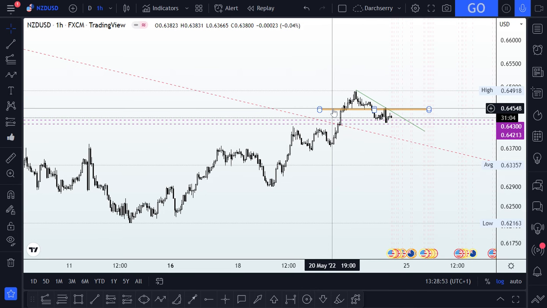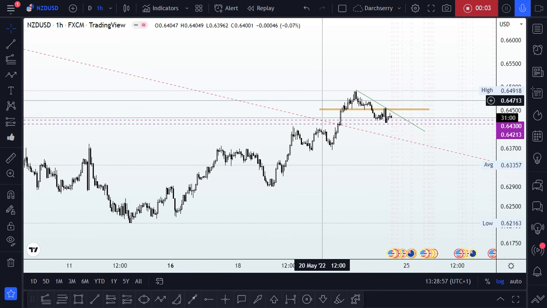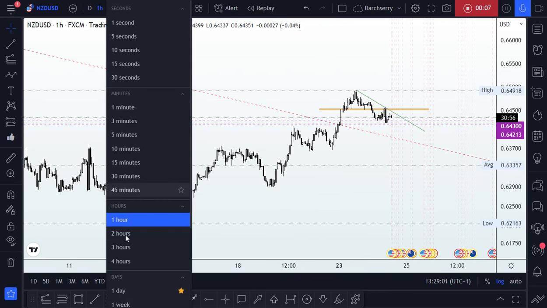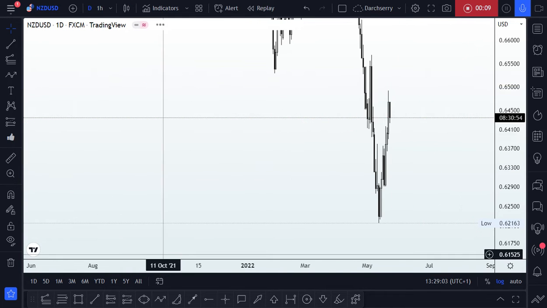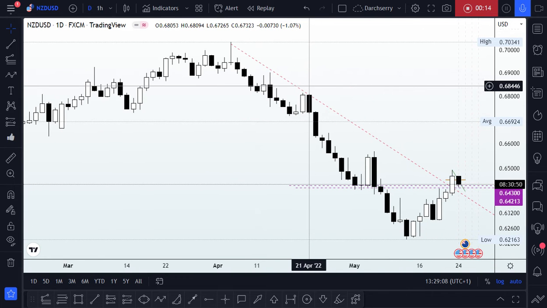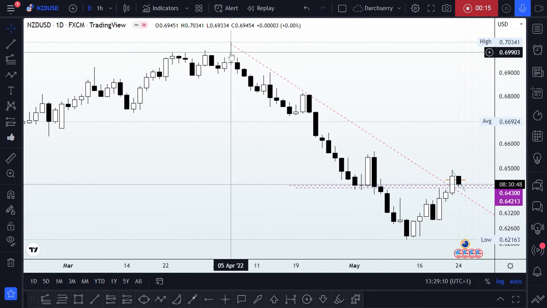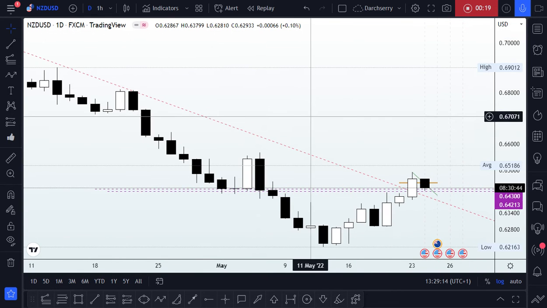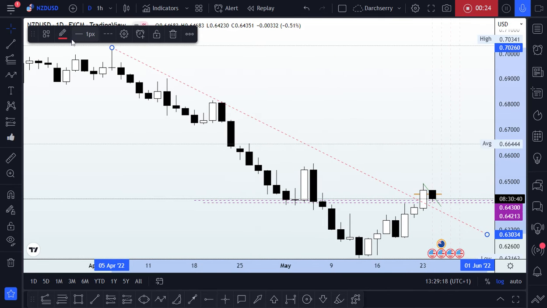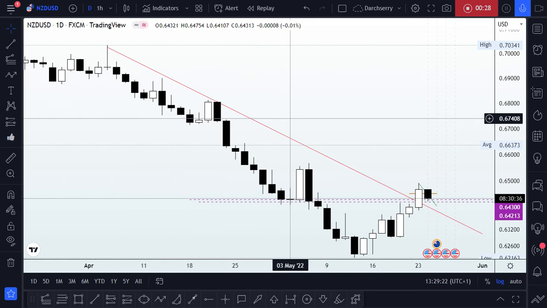A simple setup I find here on the New Zealand USD where I'm looking to sell this pair going into the New York session. First of all, if we go down to the daily time frame, what we'll notice and observe is that we've been on a bearish momentum since April of this year. And this can be visually represented on the chart with the bearish trend line that I've identified here with the red line you find here on the chart.